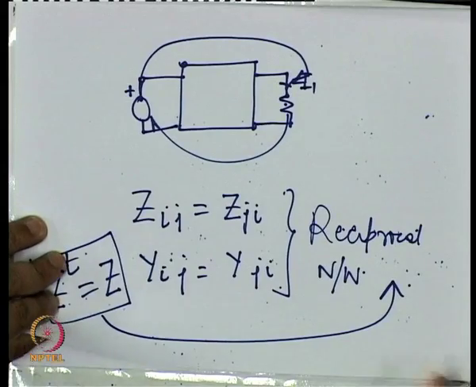So, with this, let us try to derive some properties of a network for various cases like reciprocity and losslessness. For reciprocity, we already saw that the Z or Y matrix should be equal to its transpose. Let us see the condition for lossless.